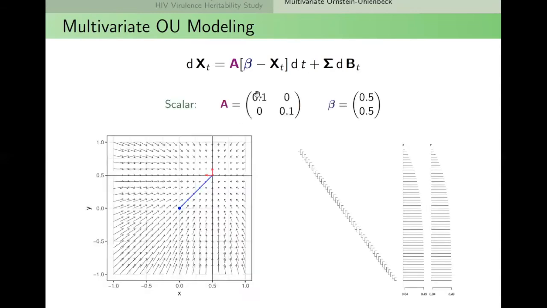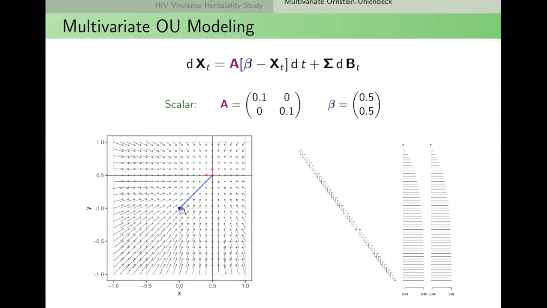So depending on the shape of this matrix A, you can have different kinds of behavior of this Ornstein-Uhlenbeck process. The simplest form you can imagine would be A scalar, so diagonal with the same value on the diagonal. And what I'm representing here are the vector fields for just the deterministic part of the equation. I'm forgetting about the Brownian part. This is just the deterministic part.